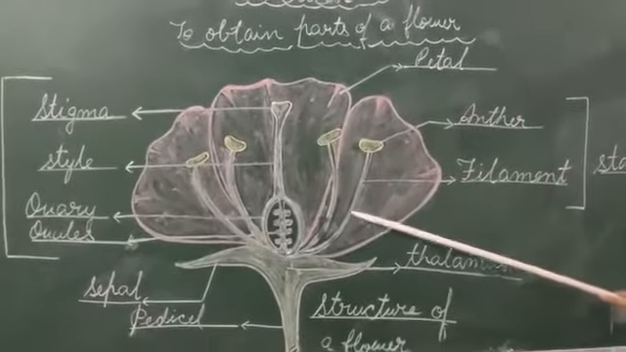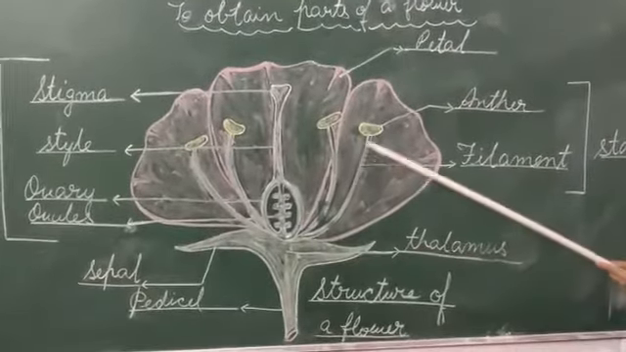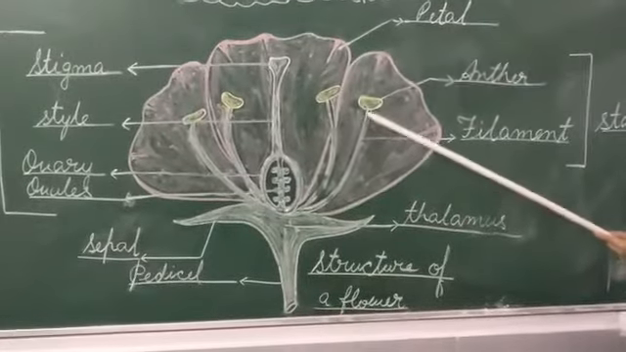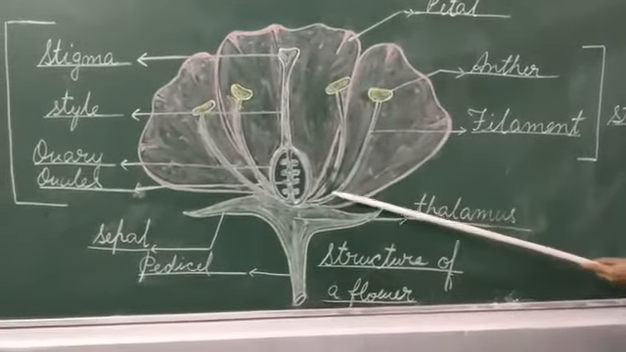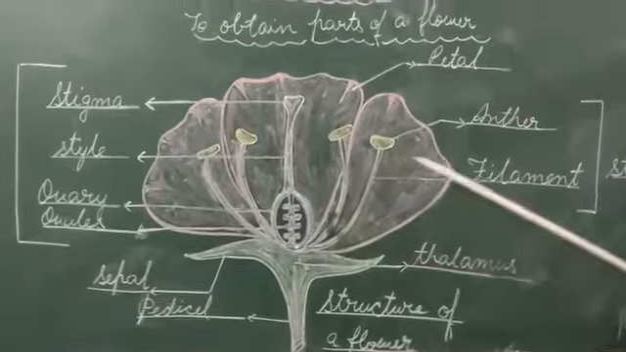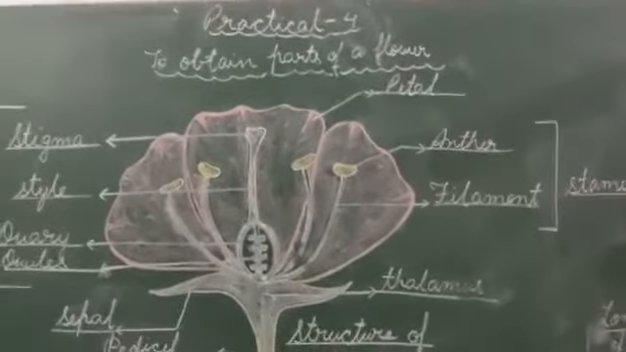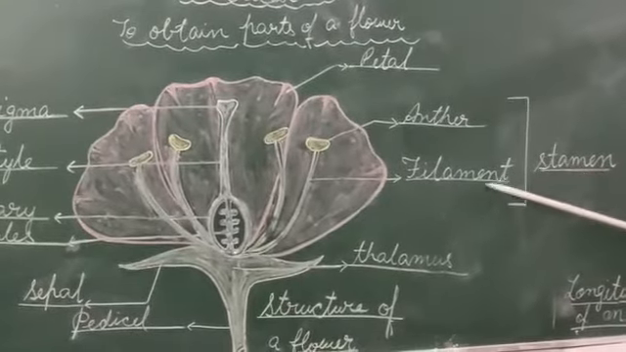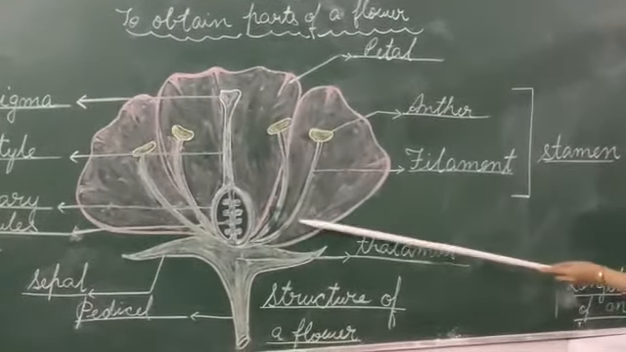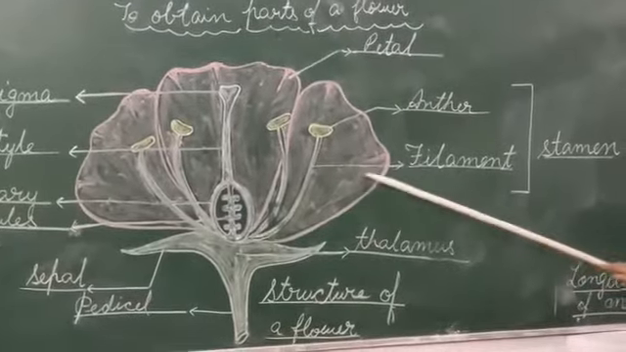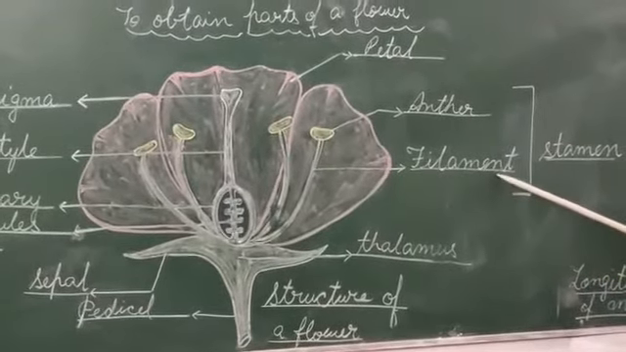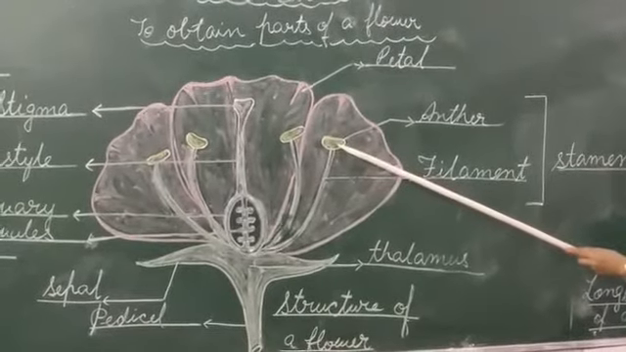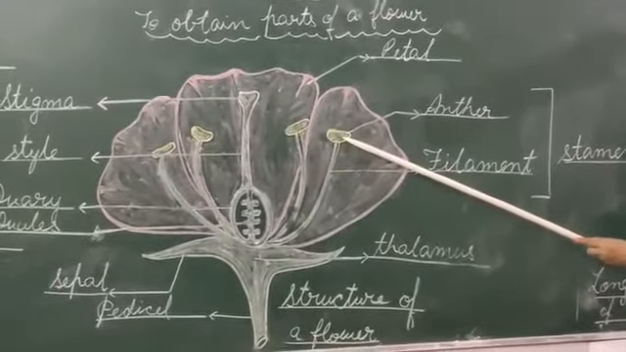Now, the third whorl from the outside is known as the androecium, which is the main reproductive part of a flower, and its unit is known as stamen. The stamen has two parts. A thin structure, here you can see this is the thin structure. It is known as the filament, and above filament lies the part that is called anther.